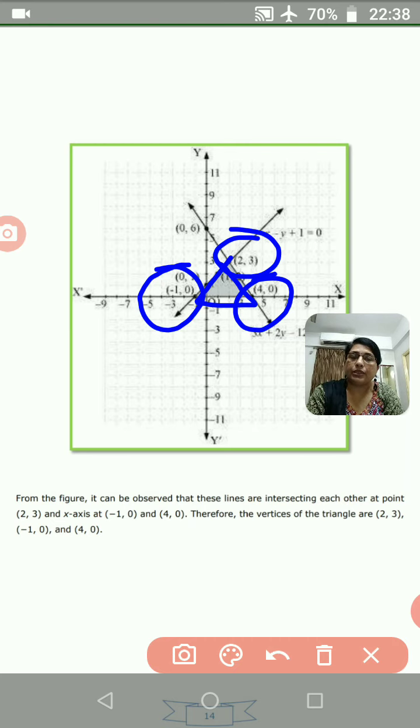Complete all the graphs in your graph book, and always remember the table of 46. Learn that table very properly, because that table is very important for this graphical representation and to understand the solution of a pair of linear equations in two variables.